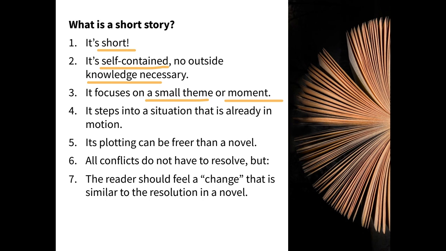So short stories cannot do what novels do, but novels don't do what short stories do either. They're like two completely different things. Short stories are not just short novels. They focus on something smaller. They tend to be more intense about that smaller thing. Often the time frame is shorter, though not always.